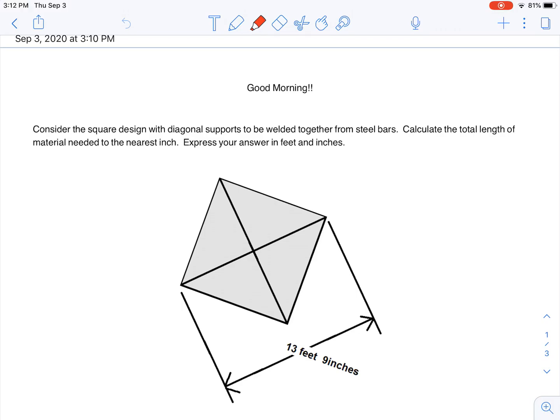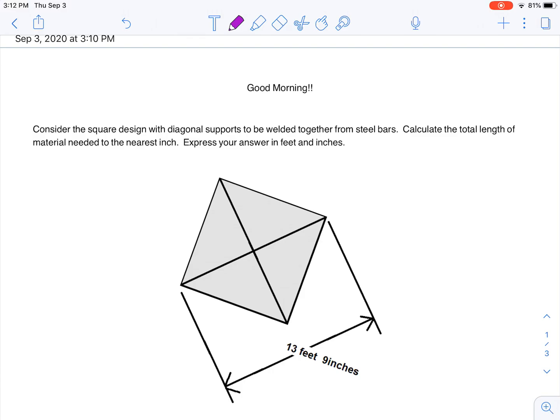So we've got this square outside, and then we've got these diagonals. The diagonals actually make these right triangles. You see all the right triangles? We got big ones and little ones going on in there. It's a square, so we know that these outside pieces are the same. We know that the diagonals are the same.